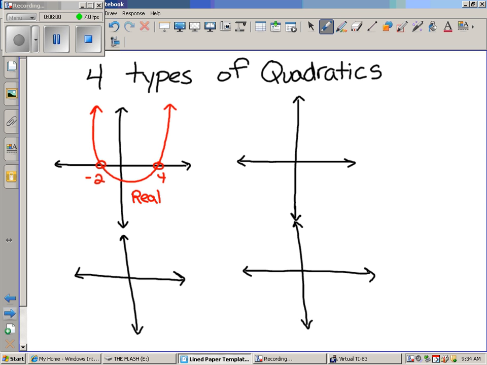You know what else they are? They are rational. Do you know what it means to be a rational number? The word rational actually means it can be made into a fraction. -2 is the same thing as -2 over 1, and 4 is the same thing as 4 over 1, right? So they're rational numbers. The last thing we could say about them is that they are unequal. They're not the same.